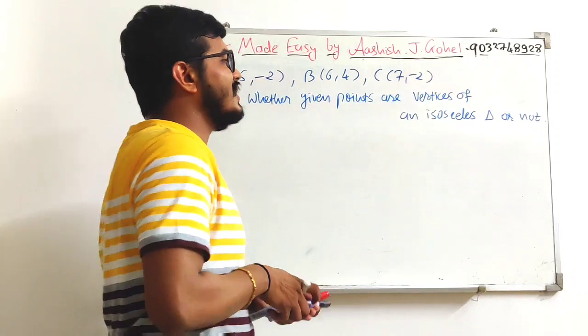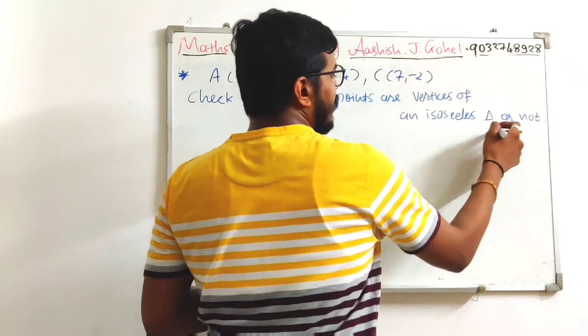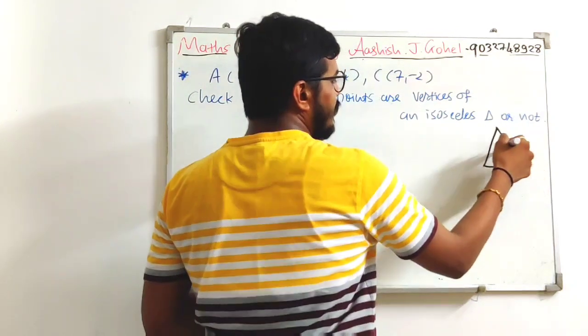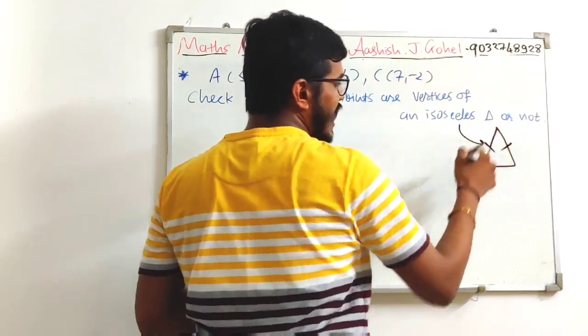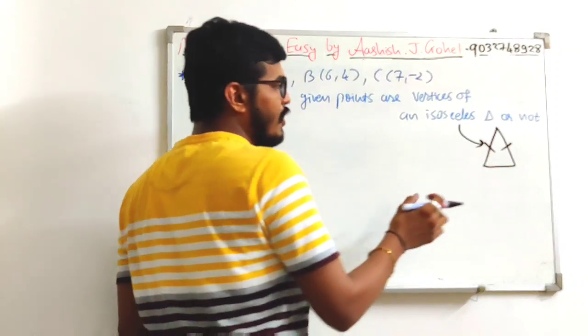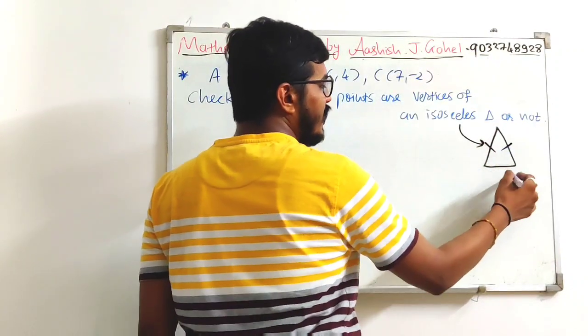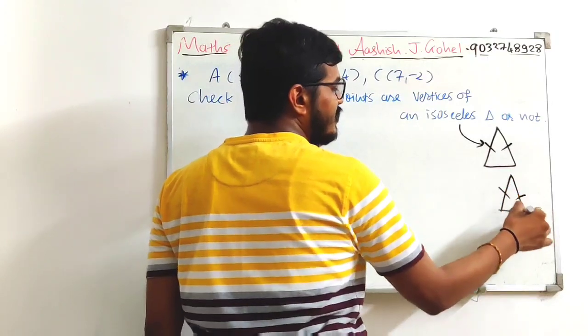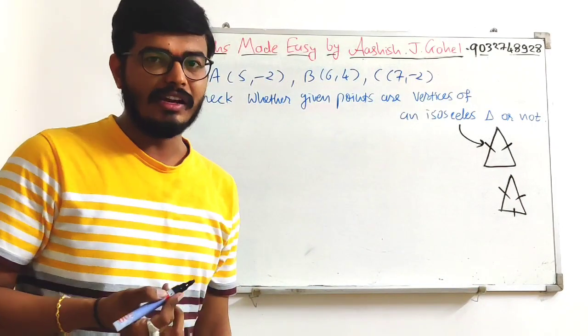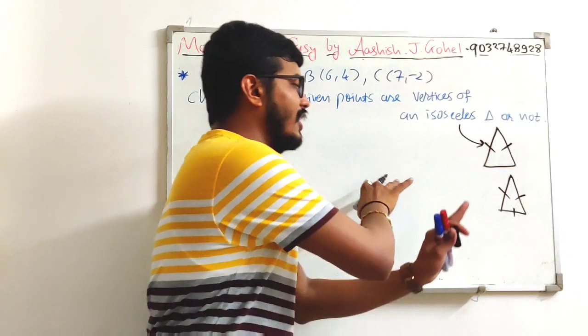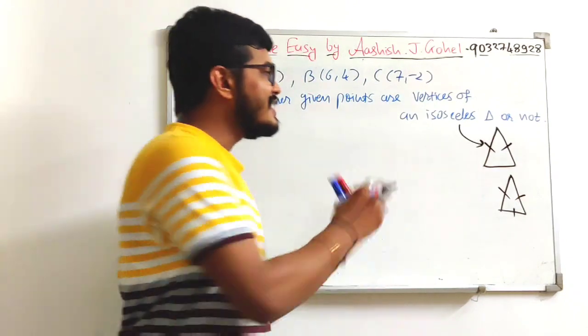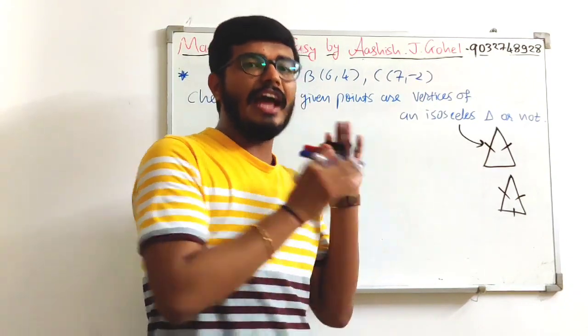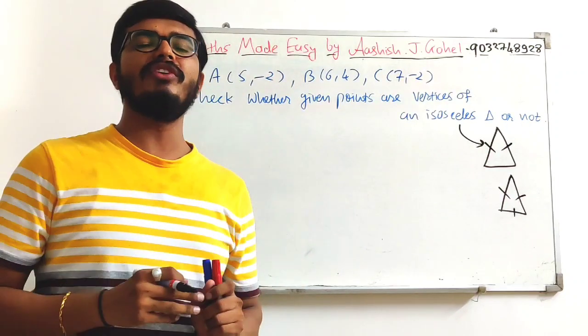We know that in a triangle, if two sides are equal, then it is an isosceles triangle, any two sides, either these two or these two. If all three sides are equal, then it is an equilateral triangle. And if none of the sides are equal, then it is a scalene triangle, neither isosceles nor equilateral.